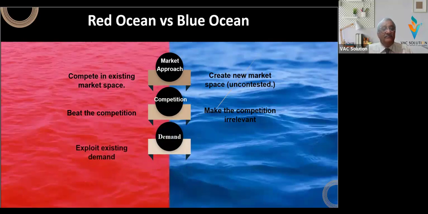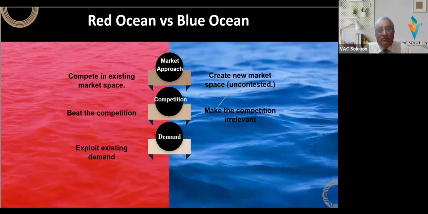Third is demand. In the case of Red Ocean, the demand is already defined. It is the amount of economic space available from which each one is taking a share. Let us say there is a particular industry, a mobile industry, where the market is 1,000 crores. Every new mobile company which comes in is going to be taking a share of that 1,000 crores. That means constantly the cake size is shrinking.